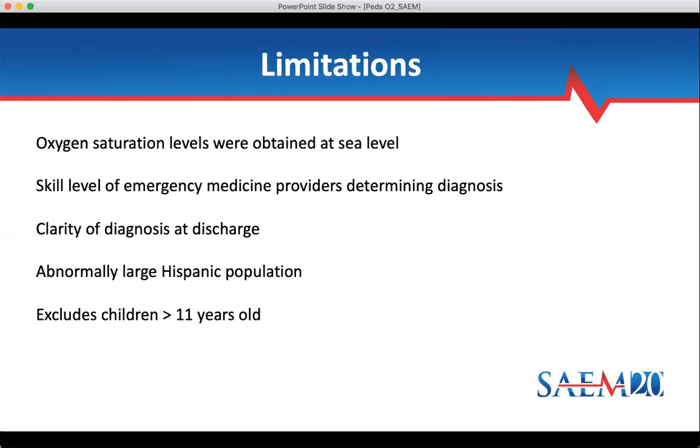The clarity of diagnosis at discharge, sometimes patients did not have a clear diagnosis at discharge if they went to the ICU quickly, or if there are other situations that a diagnosis was not made, then those patients might not have the most accurate diagnosis. Our study had an abnormally large Hispanic population, it was about 40%, and we excluded kids above 11 years old because at that age, kids' vital signs normalize to what would be expected in adults. And that's for both heart rate, blood pressure, and we assume it would be the same for oxygen saturation.